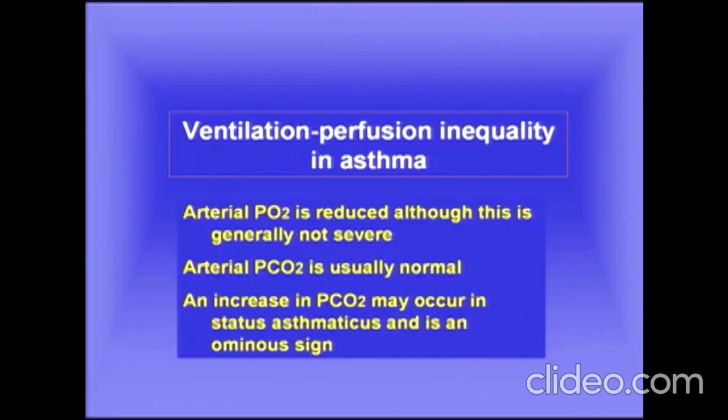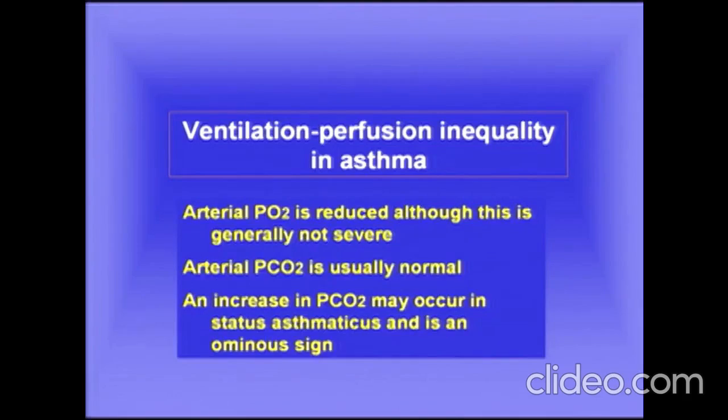So there's certainly a lot of uneven ventilation in asthma, and that can also be shown topographically by using radioactive materials, radioactive gases, inhaled radioactive aerosols. You can see areas of the lung that are poorly ventilated, as you would expect. There's also ventilation perfusion inequality in asthma.